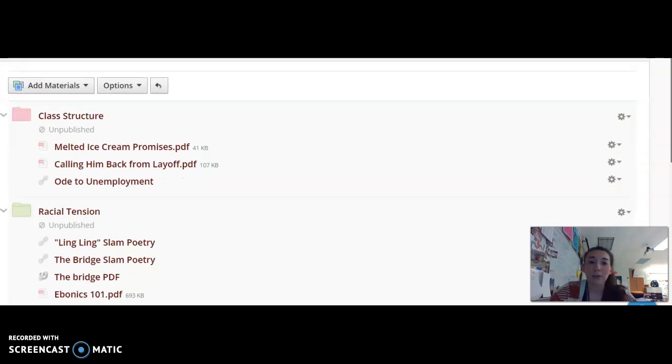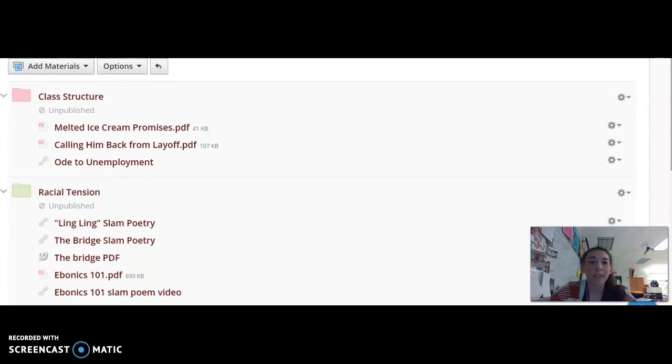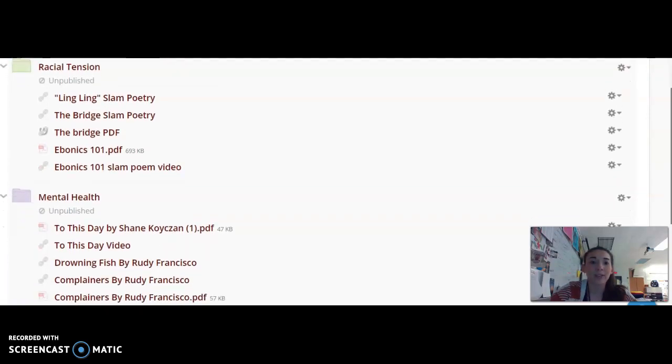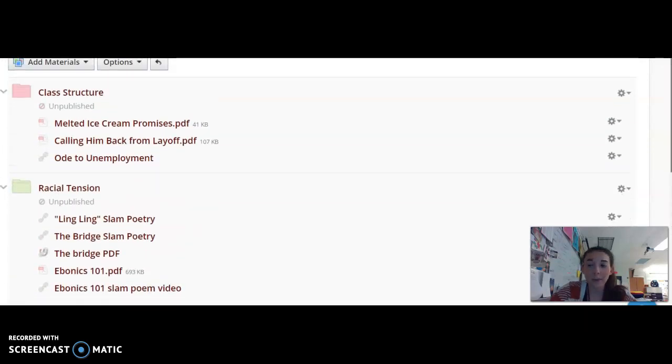You've already taken poetry notes and we've practiced a little bit, so we are now going to be looking at different pathways of forms of poetry. So you'll have the options of class structure, racial tension, and mental health as you have prior. You may pick a different pathway if you prefer, or you can stick with the same pathway.